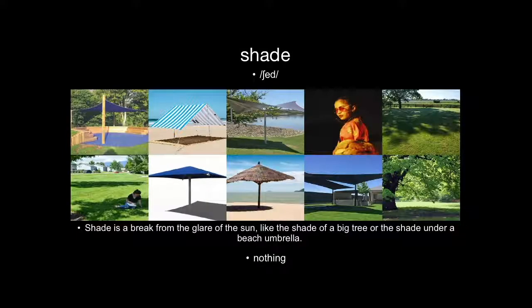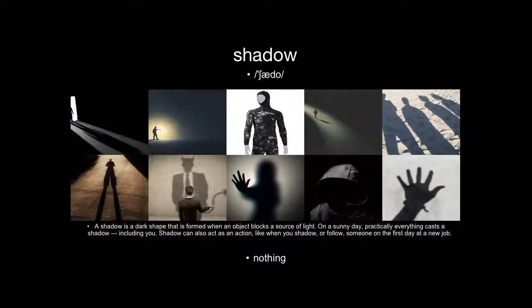Shade is a break from the glare of the sun, like the shade of a big tree or the shade under a beach umbrella. Shadow. A shadow is a dark shape that is formed when an object blocks a source of light. On a sunny day, practically everything casts a shadow, including you. Shadow can also act as an action.